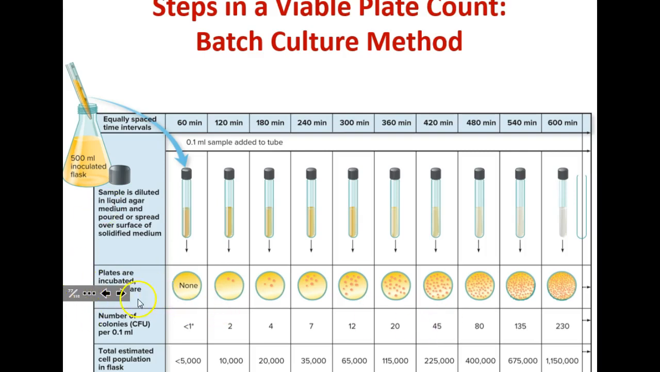All right, and here some plates are incubated. And the colonies are counted. At first, there's none. Then you see these 2 little colonies right here, and here there are 4 colonies, and they continue to grow how? Exponentially. And this is the total estimated population in a flask.